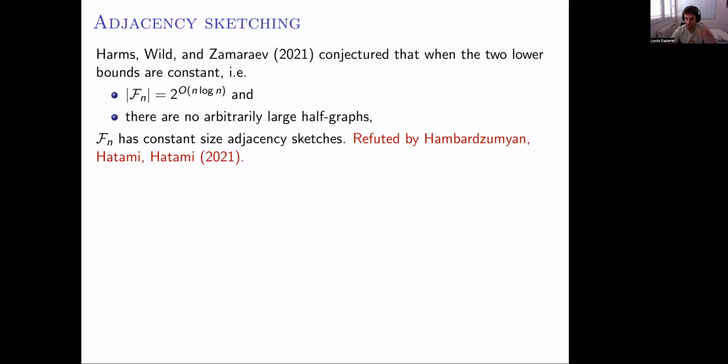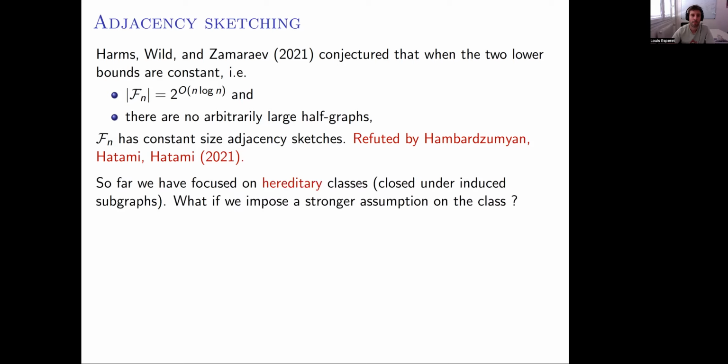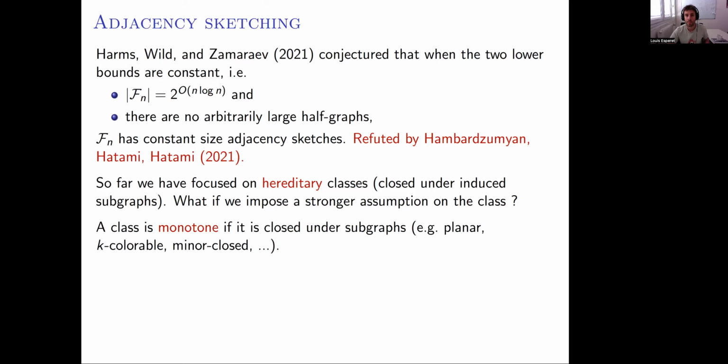All right, so this is wrong, but we still have the very natural question: what are the graph classes that have constant size adjacency sketches? But maybe hereditary is too general. Maybe you need to make the class more regular to be able to say something meaningful. And one way to make hereditary stronger is to ask for being monotone instead. Hereditary means closed under taking induced subgraphs. Monotone means closed under taking subgraphs. So if you're monotone, you're hereditary.